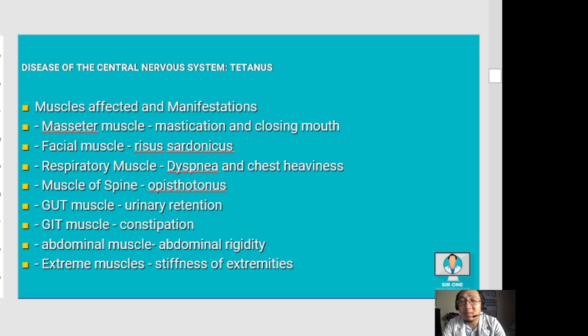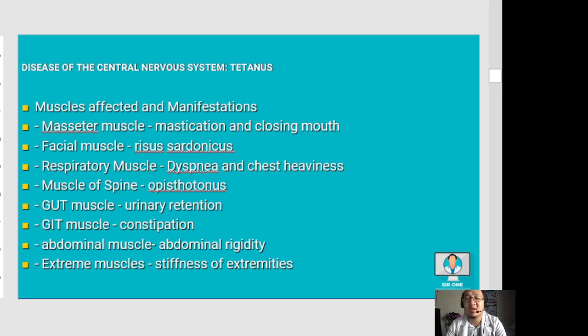Then we have GUT muscle, or the genitourinary tract manifestations, rather. It will manifest urinary retention, so lesser amounts of urine may be expelled, so you need to monitor it also. GIT muscles, constipation. Then abdominal muscles, abdominal rigidity, extremity muscles.